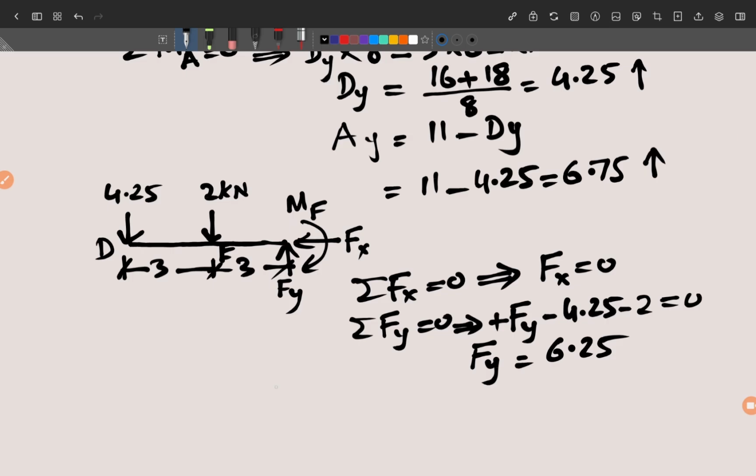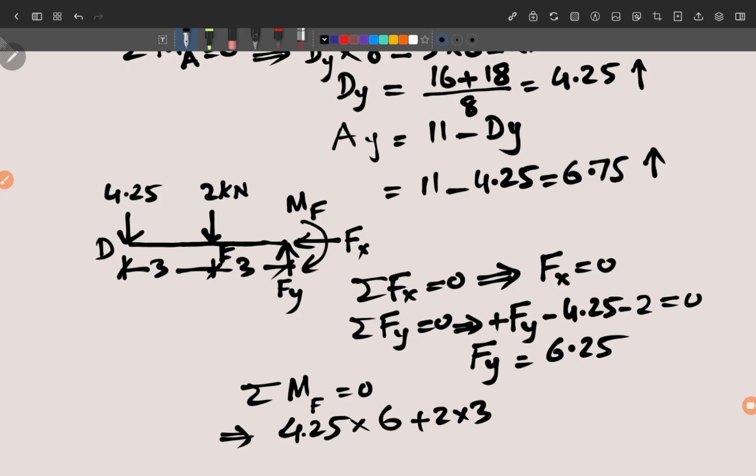So apply the third equation, sigma M about F equal to 0, and what do we get from here? Take the moment of all the forces. The force 4.25 will give you anti-clockwise, so anti-clockwise will be positive: 4.25 into the distance from point F, which is 6, and then 2 into the distance of this force from point F, which here is 3, and then the moment at this support F, that is Mf, which is acting in the clockwise direction.